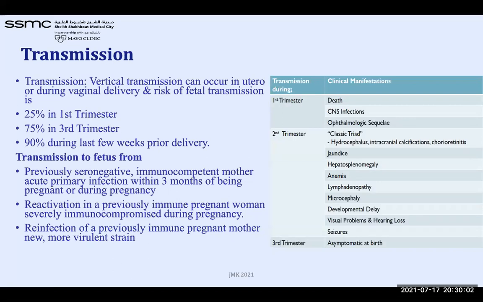So these are the clinical manifestations. If the baby gets transmission during the first trimester, the chances of IUFD, intrauterine fetal death, are very high. CNS infection is very high. Ophthalmologic sequelae are very high. There's a classic triad in the second trimester. If you get it then, you can get the classic triad of hydrocephalus, intracranial calcification, chorioretinitis, jaundice, hepatosplenomegaly, and so on and so forth. And in the third trimester, most of them are asymptomatic at birth.